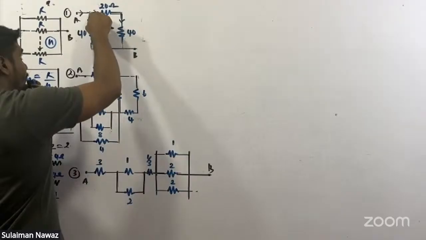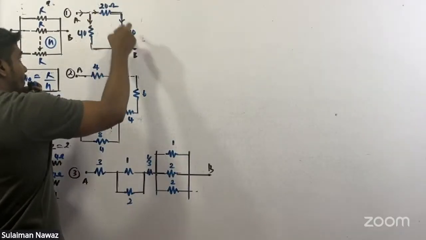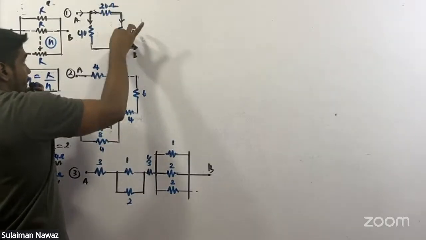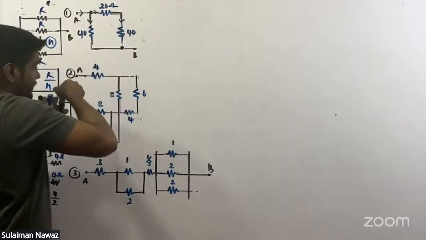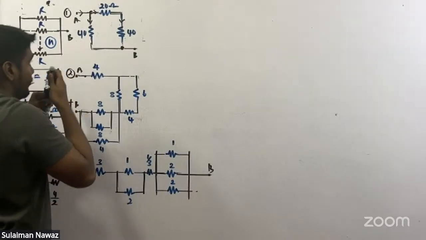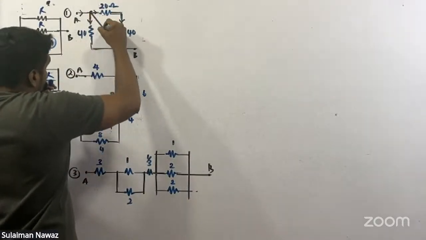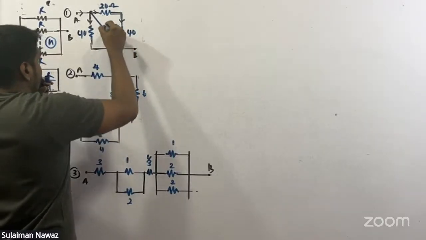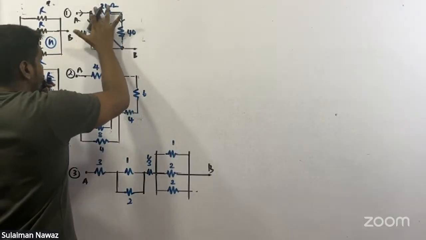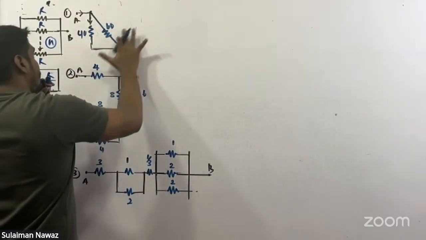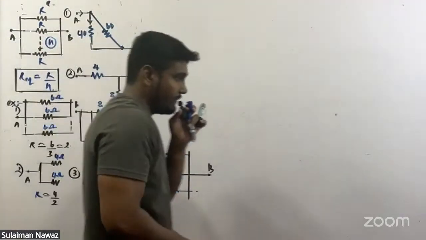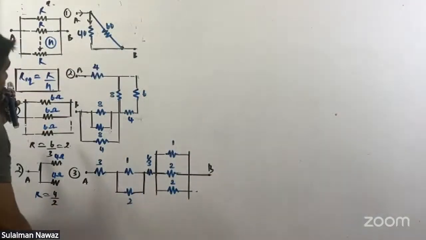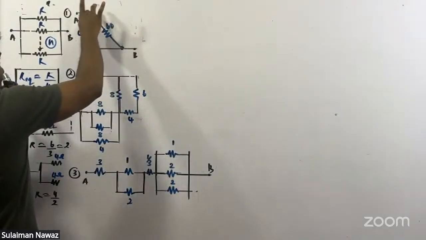So what can I do? Between these two terminals, these two are in series. The 20 plus 40 means the result is 60. So I can draw a 60 ohm resistor between those two terminals, and I can remove these two now. Simplified. But still not finished. Now this is point A.